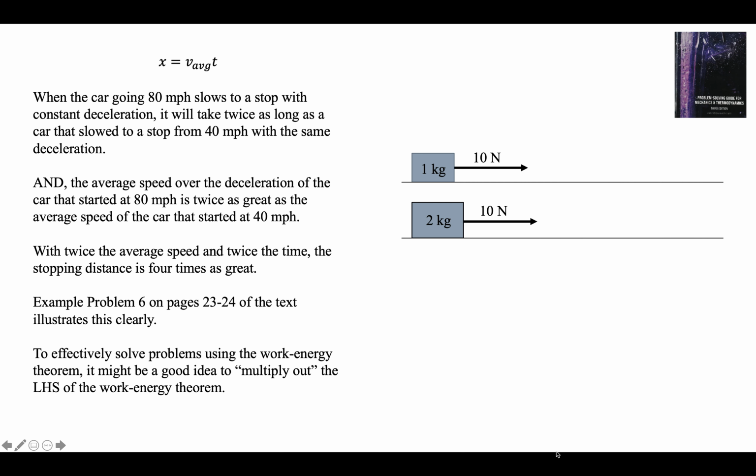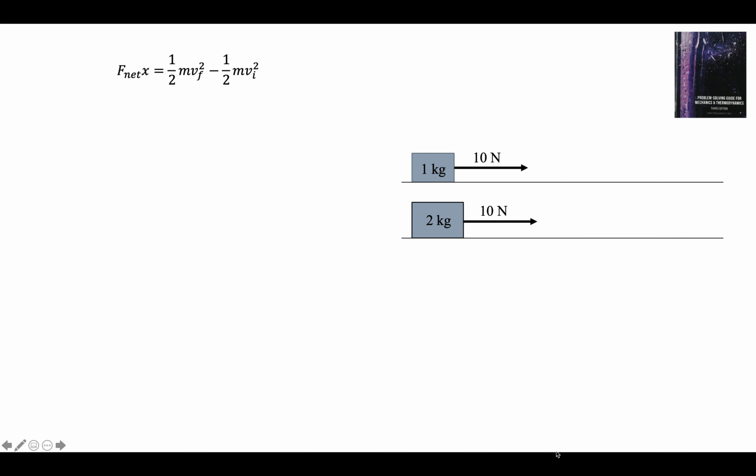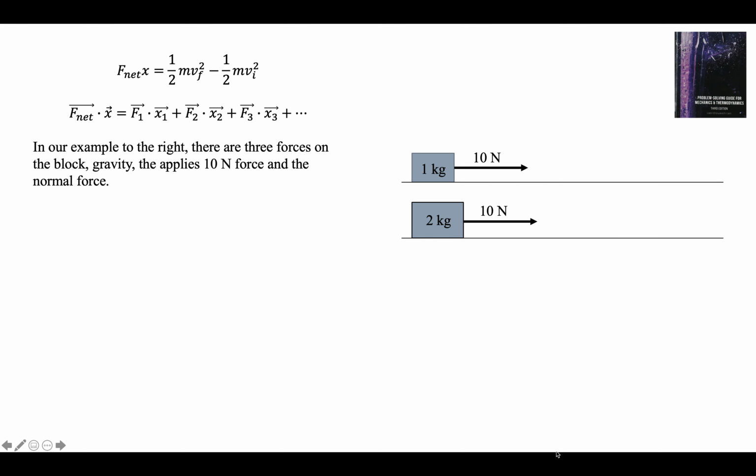So to effectively solve problems using the work-energy theorem, we should really multiply out the left-hand side, which is F net x. F net is usually the sum of more than one force. So this is what we're going to do. We're going to separate that left-hand side into the dot products, F1 x1, F2 x2, F3 x3, etc., depending on how many forces are on the object. Here we have three forces. We have the 10 Newton force that's pulling on it horizontally, that's accelerating it. Gravity's not doing anything. Gravity's straight down, the mass is moving to the right.